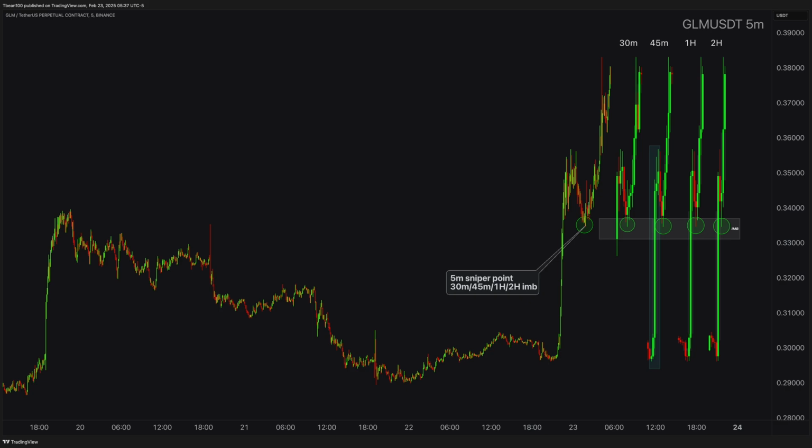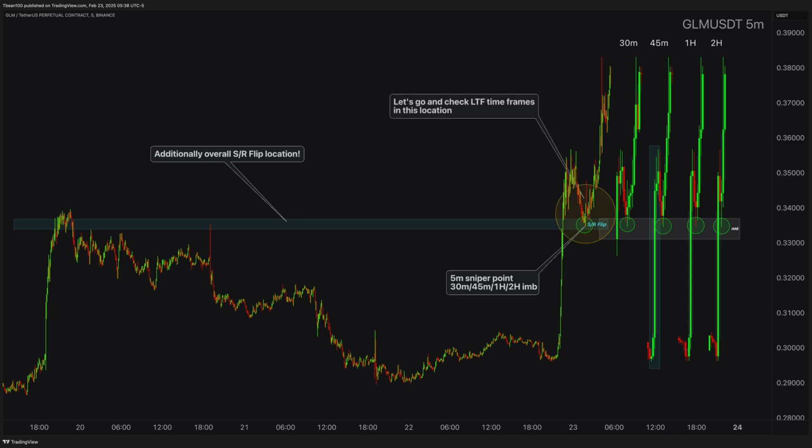This green point signifies the area of 4 imbalance taps. After the first rally happened, price just pulled back into this area. But at the same time, just check it out. What is this? A magnificent support and resistance flip location. What a coincidence. Now we have a perfectly tradable location here.